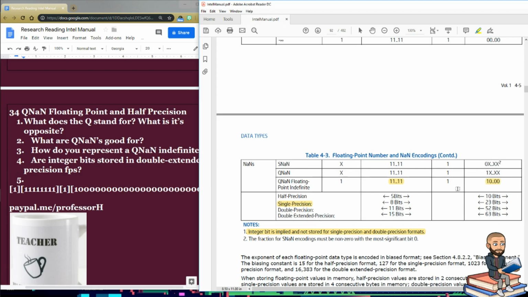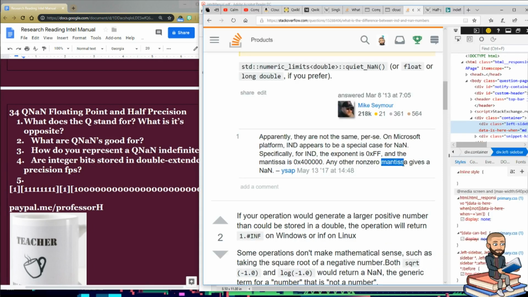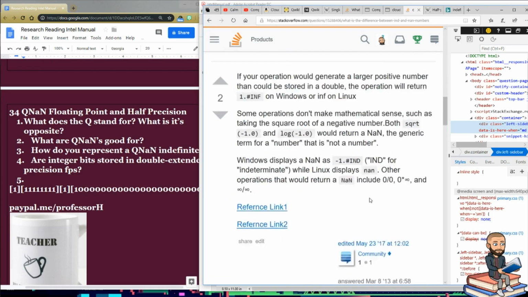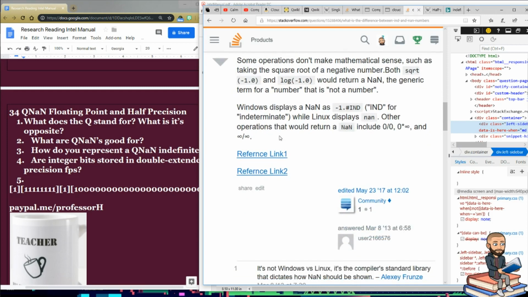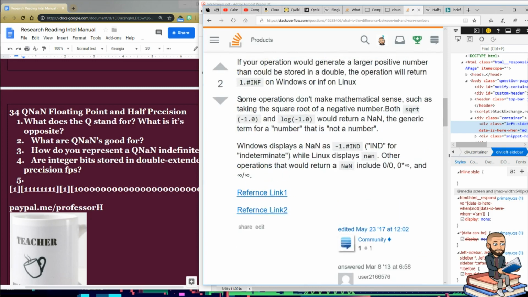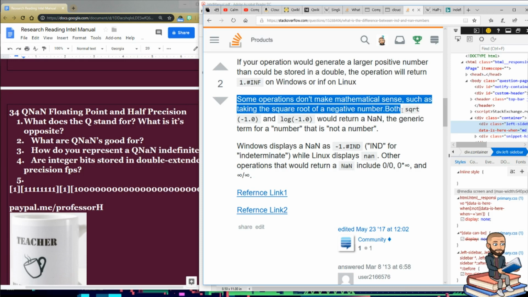It's not all zeros. And I sure wish they just didn't call the same concept three different things: fraction, mantissa, and significand. But what I like about this part is the person is giving us some solid examples, even though they may be wrong. Let's read it and I'll take you to the comment that calls them out. They say that some mathematical operations don't make sense, such as the square root of a negative number. Both the square root of -1 and a logarithm of -1 would return a NaN. Okay, so that makes sense.